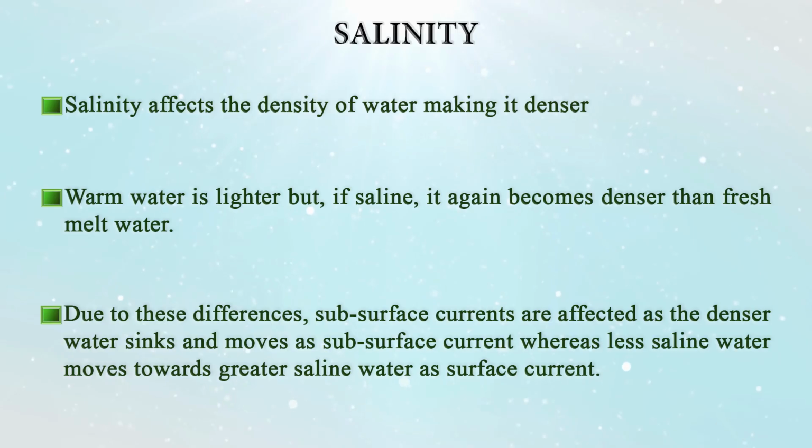Due to these differences, the subsurface currents are affected, as denser water again sinks, as I have explained in the previous factors also. Denser water sinks and moves as subsurface currents, whereas the less saline water moves towards the area of greater saline water as surface current. So, you see, most of the physical properties of the ocean, like salinity and temperature, are driven by the density or the pressure gradient.